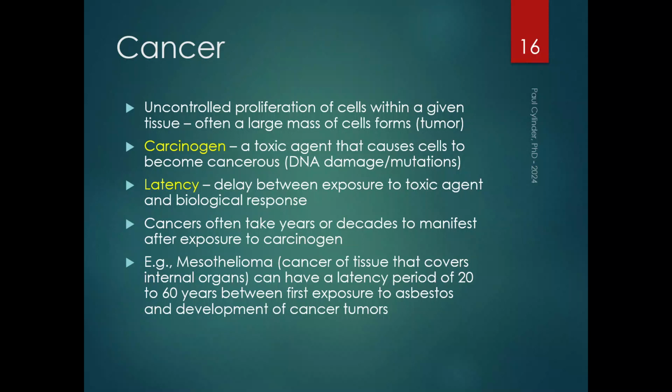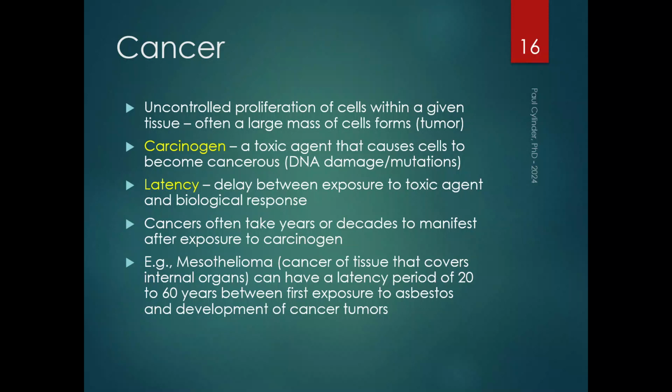This is the delay between the exposure to the toxic agent, the carcinogen, and the biological response, the cancer. And very often, cancers can take years or even decades to manifest after an exposure to a carcinogen. And that exposure may have been an acute exposure, but more often it's a chronic exposure that happened over the term of someone's life, or at a particular time in someone's life, at which point mutations have occurred in cells, but the cancer itself doesn't manifest until the person reaches a certain age, usually over the age of 50.